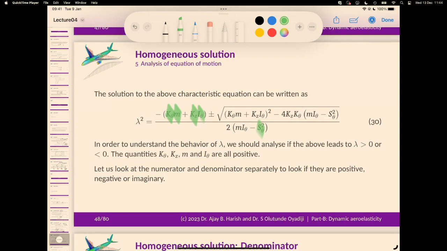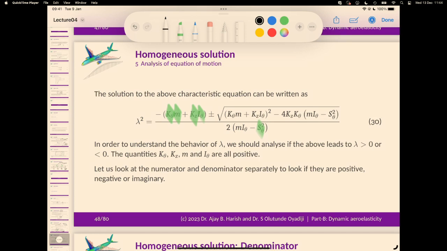So the second thing is I theta and S theta. I theta and S theta are nothing but your moments of inertia, in a way, and they need to be positive. So each of these individual terms that we have in this equation is positive, right? I theta is positive, S theta is positive, M is positive, Kz, K theta, all of them are positive.